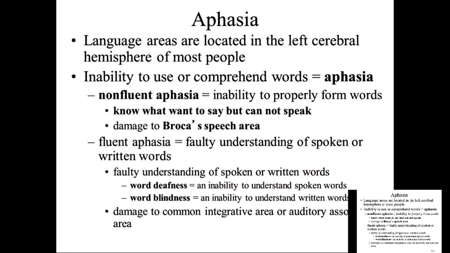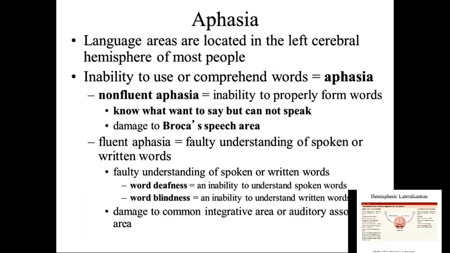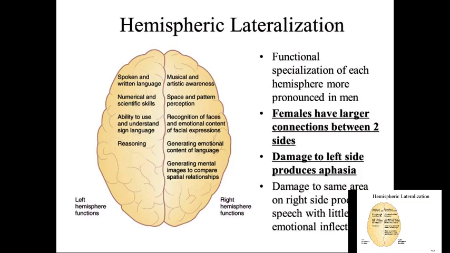Then, in terms of word deafness and word blindness, this is now a faulty understanding of what's written or what's said. So word deafness is the inability to understand what someone says, and word blindness is the inability to understand what you just read. And damage to the common integrative area or the word association area is linked with all of these, okay? Left hemisphere and right hemisphere.